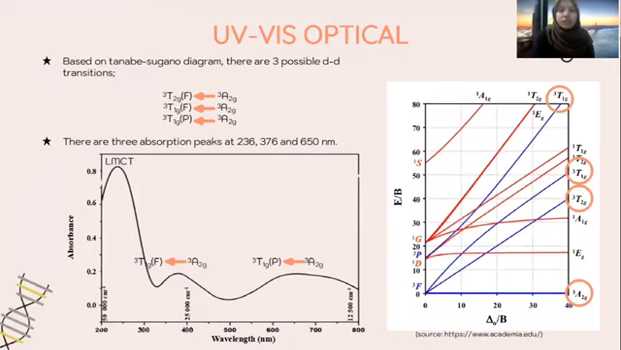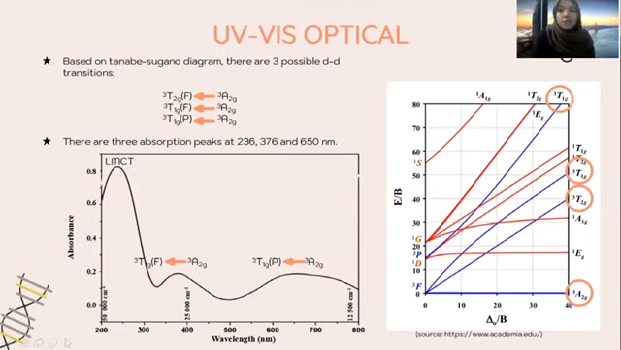For the UV-Vis of nickel, we know that nickel plus 2 has a D8 electron configuration. So based on the Tanabe-Sugano diagram, there are 3 possible DD transitions. And for this complex, there are 3 absorption peaks observed. Usually a higher intensity indicates a charge transfer transition, which for this complex is ligand to metal charge transfer. And there are 2 DD transitions.